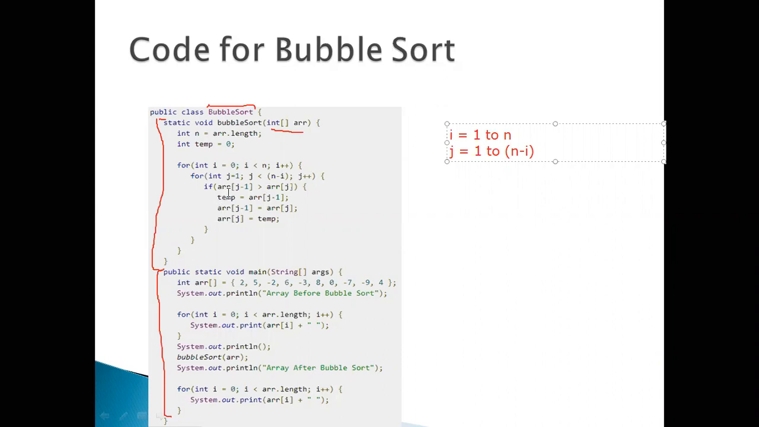So if array j minus 1 is greater than array j, we will say temp is equal to array j minus 1, array j minus 1 is equal to array j, and array j is equal to temp. So this is our swapping code. This is how we swap two numbers that are out of order. If the number present at the j minus 1th location is greater than the number present at the jth location, we just swap them.